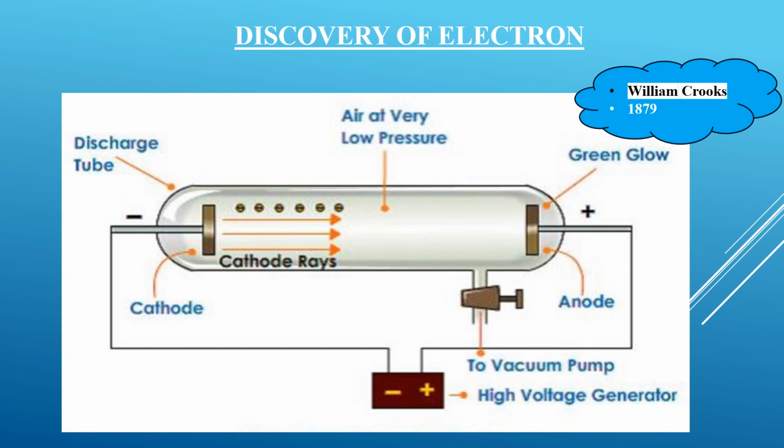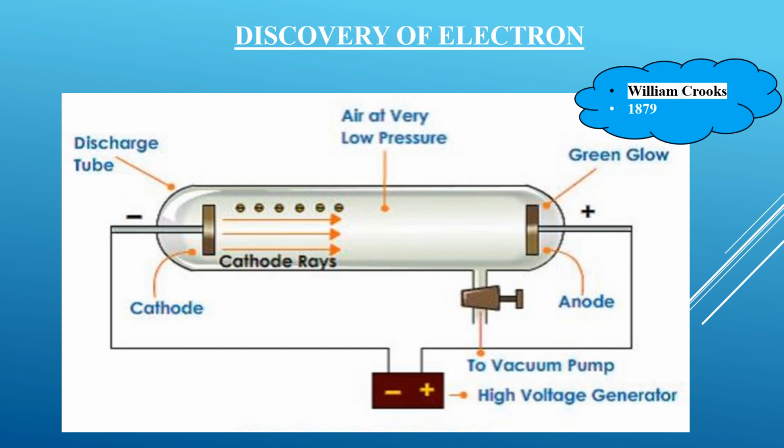In 1879, William Crookes carried out an experiment in which he took air in a discharge tube, which is basically nothing but a glass tube and is almost 60 centimeters in length. In the discharge tube, William Crookes took air, and metal electrodes were attached to it on the extreme ends. These metal electrodes were then connected to a high voltage generator or a high voltage battery.